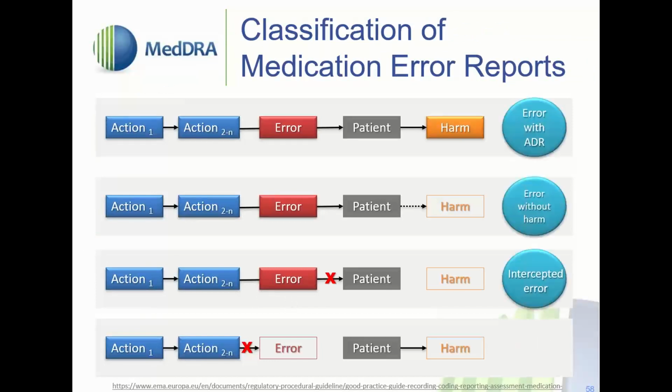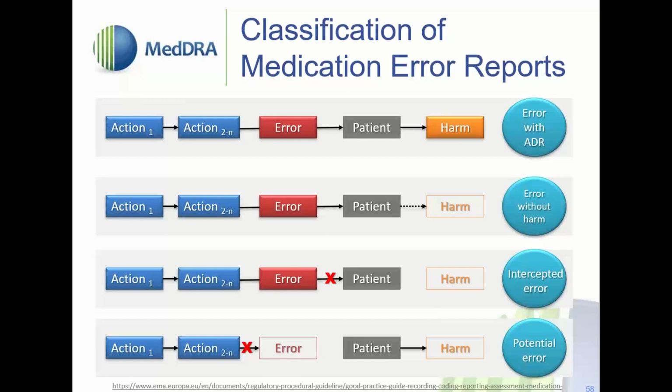Okay, so as a summary, here is a nice visual presentation of the different types of medication error cases that were taken from the Good Practice Guide of the EMA, as we saw earlier. So in the first example, a medication error occurs leading to an administration error and to harm in the patient. Next, an error happens and reaches the patient, but it does not result in any harm to the patient.